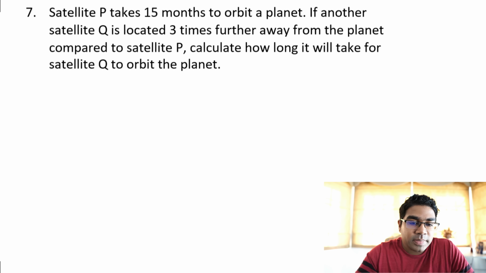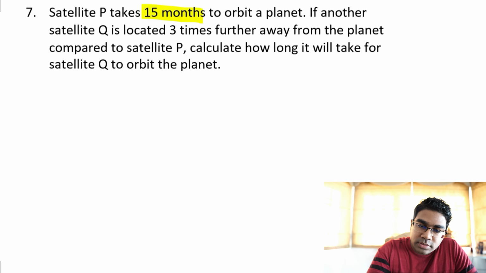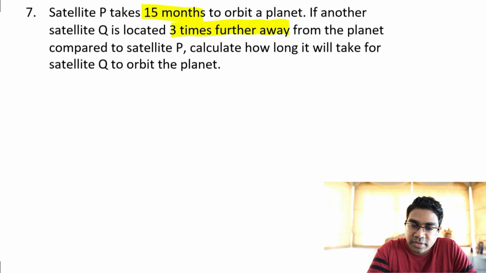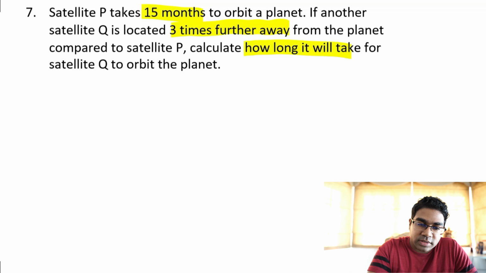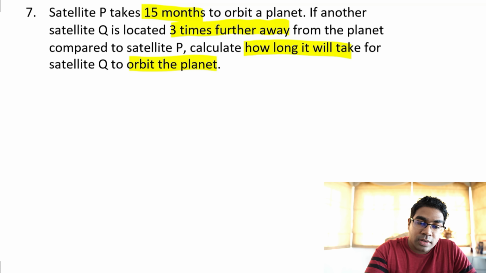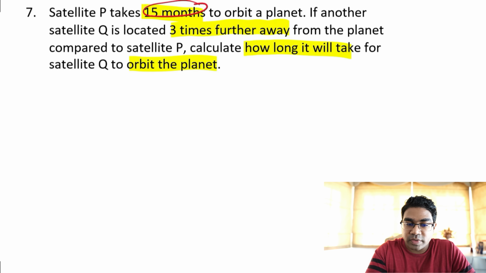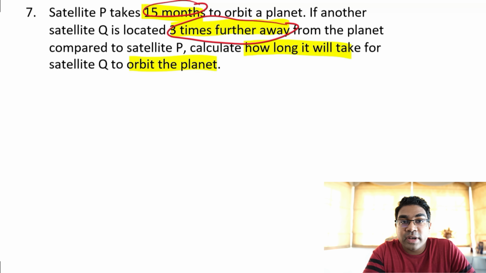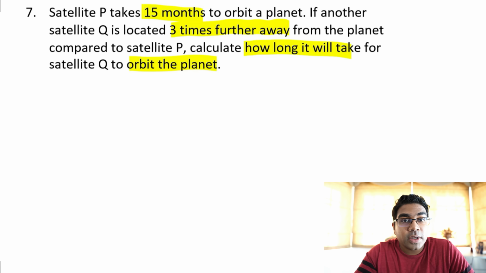7. Satellite P takes 15 months to orbit a planet. If another satellite Q is located 3 times further away from the planet compared to P, calculate how long it will take for the satellite to orbit the planet. So here we are looking at orbital period and the distance from the planet. So we are going to look at the relationship between T and R. Here we are going to apply Kepler's third law, that is the law of periods.